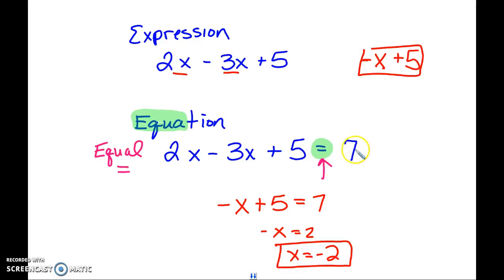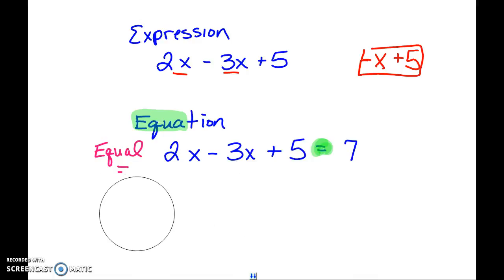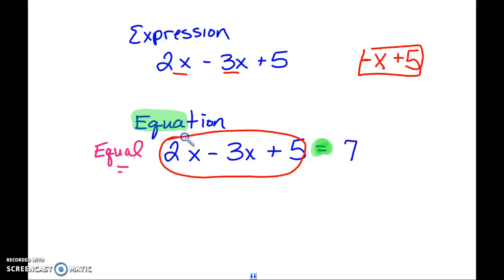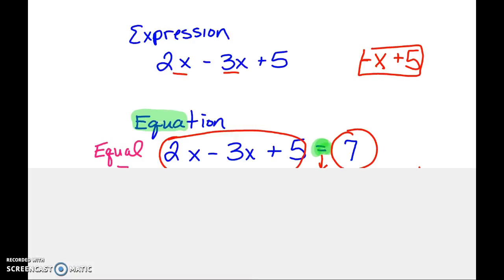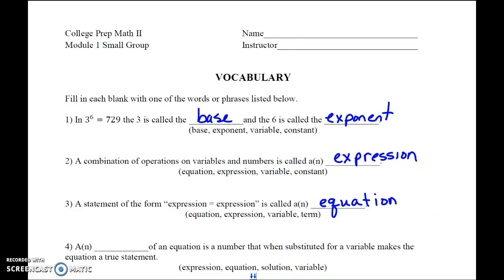And this 7 is an expression. Here, let me erase some of this so you can see what we got going on. This right here is an expression equals another expression. And a number by itself is considered an expression. So, back to here.